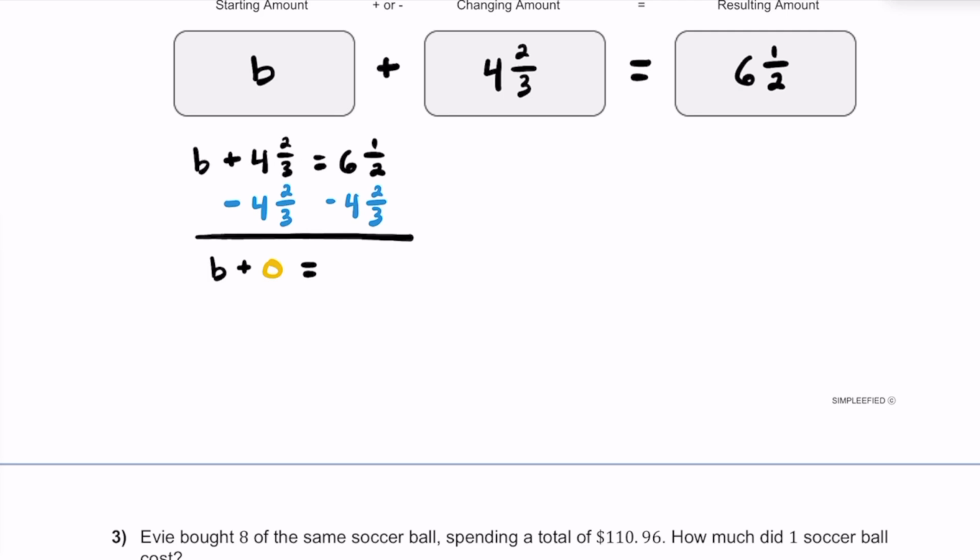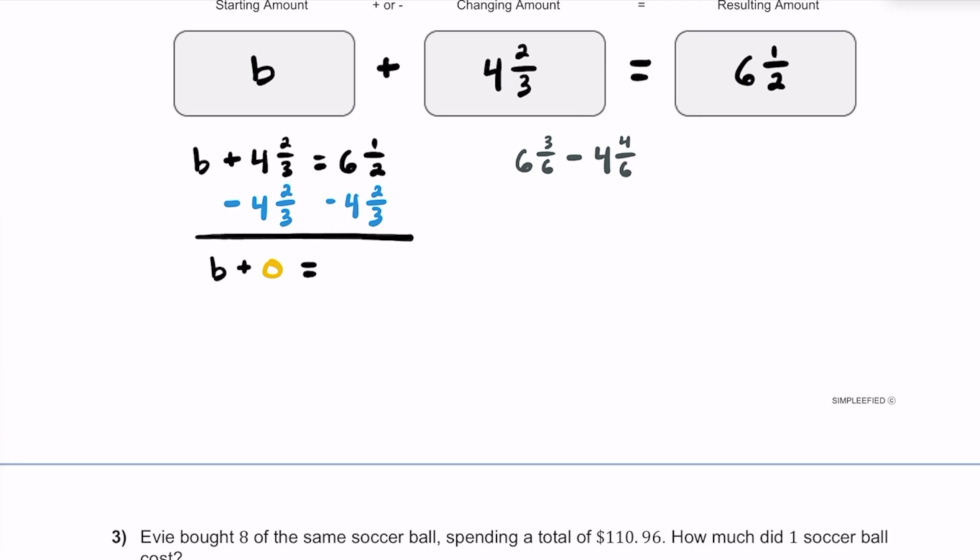So let's go ahead and figure this out on the side. Let's figure out what the common denominators are going to be. Let's try to get the LCM to be 6. Let's do times 3 times 3. So 6.5 is the same thing as 6 and 3/6. Let's subtract 4 and what? Well, to get this 2/3 to have a 6, let's do times 2 times 2. So that's going to be 4 and 4/6.